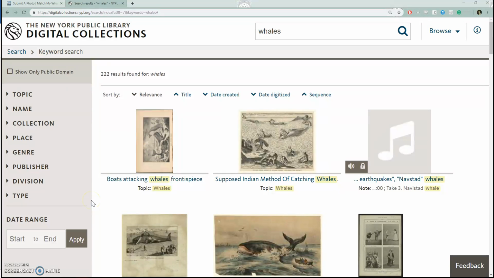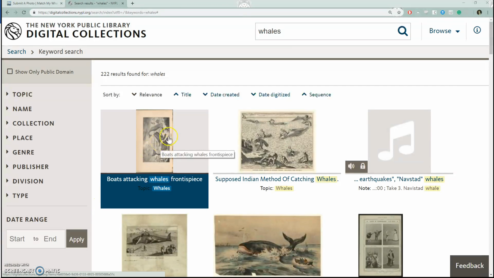For my project, I thought it would be interesting to be able to interact with 19th century whaling prints as if they were photographs from a whale watching venture. As someone with a deep appreciation for all things aquatic, this topic was a natural choice for me. I began by searching for whale images in the New York Public Library Digital Archives.